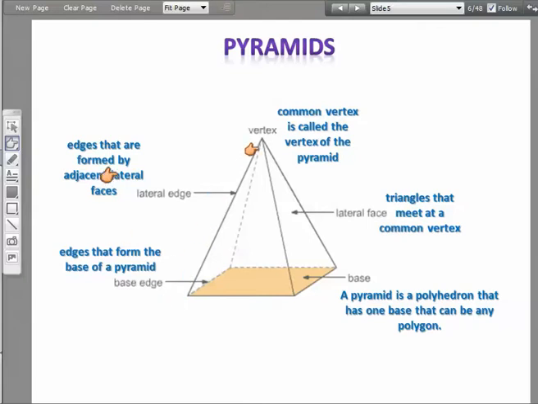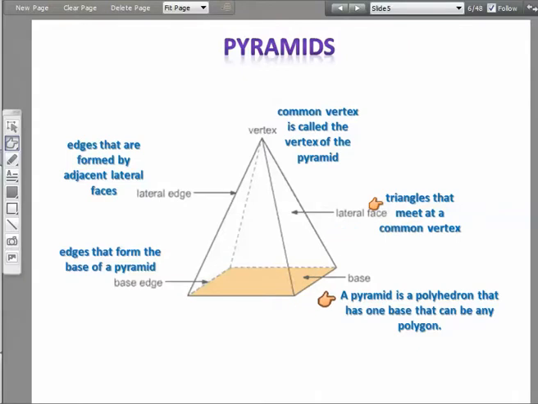Now, I added some notes to this. When you're looking at a lateral edge, these are edges that are formed by the adjacent lateral faces. When you're referring to a vertex, this common vertex is called the vertex of a pyramid. It's where all the triangles come up to meet. The lateral face of any pyramid is a triangle, and they're triangles that meet at the common vertex.